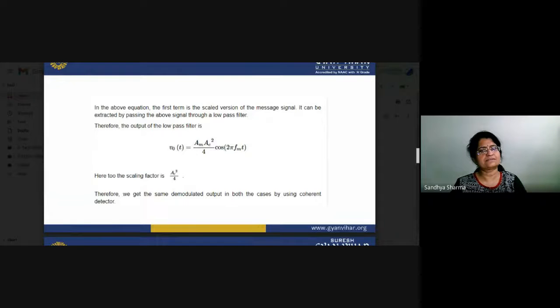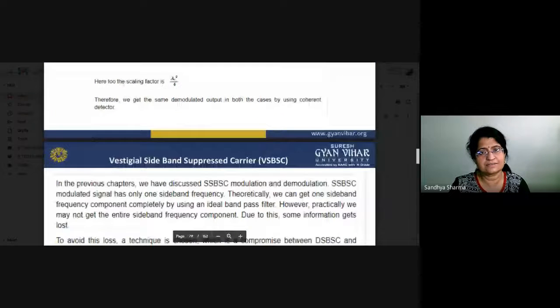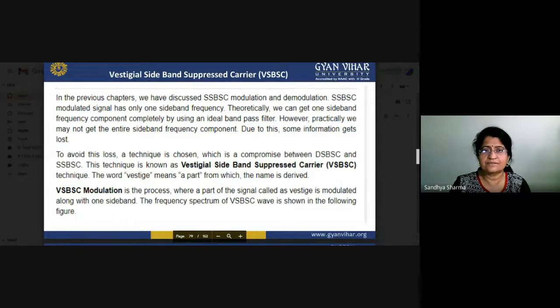In this same process, the first time we were using the lower sideband. The second time, if you are working on the upper sideband, you can again multiply with your carrier signal and again extract your modulating signal. So that is our process. Now we will focus on the vestigial sideband suppressed carrier. What is the vestigial sideband suppressed carrier and why are we using this?